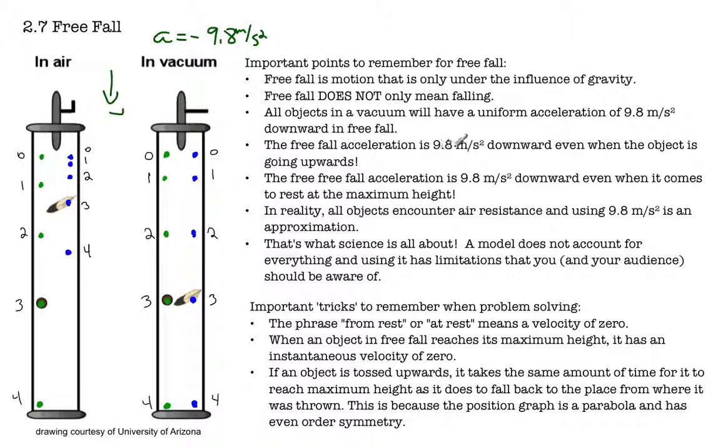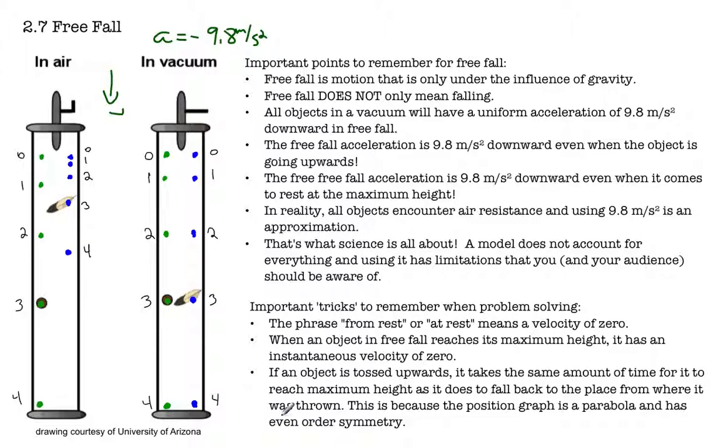So the free fall acceleration is 9.8 meters per second squared, even if the object is going upwards. The free fall acceleration is 9.8 meters per second squared downward, even if it comes to rest at its maximum height. In reality, all objects do encounter some air resistance, and using 9.8 meters per second squared is really an approximation. But that's what science is all about.